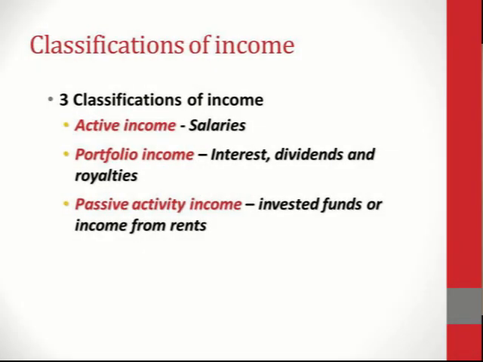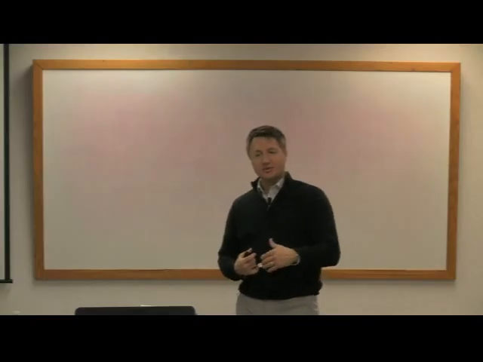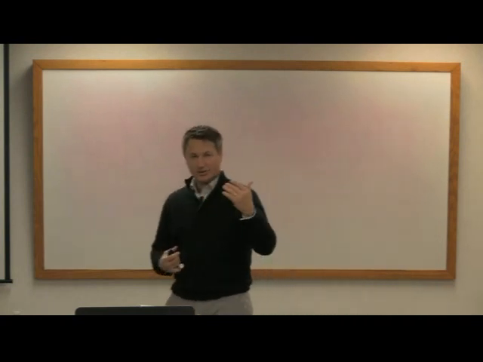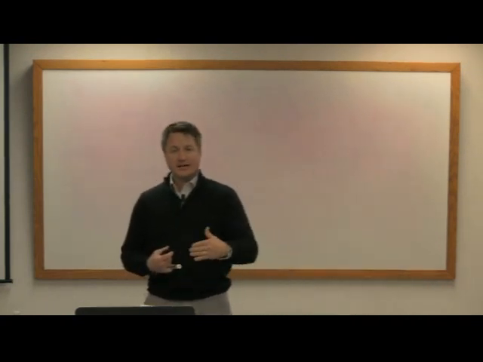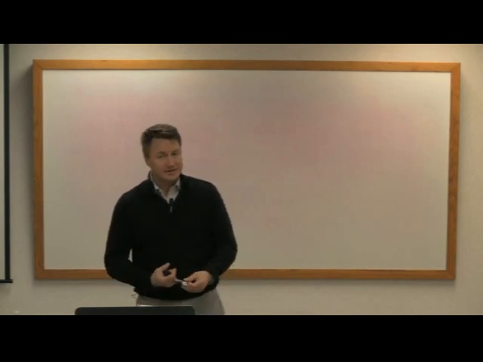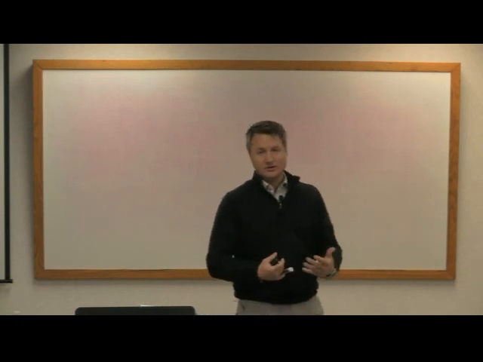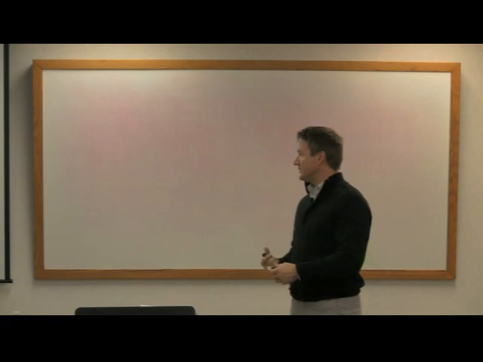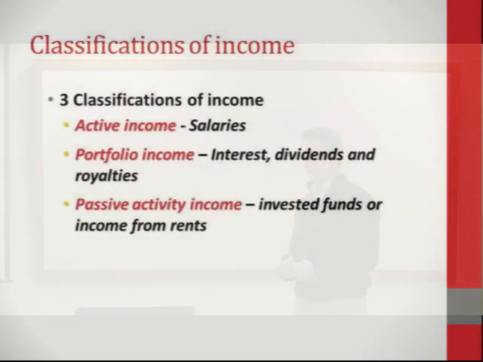We have three different classifications of income. Our first one is active income, and this is from what we are actively doing. Whether you are a plumber by trade or a dentist or brain surgeon, you have to actively do whatever your job or calling is, or your profession, to earn this income, and that's active income. So this really affects most people when we look at the professions that are out there.